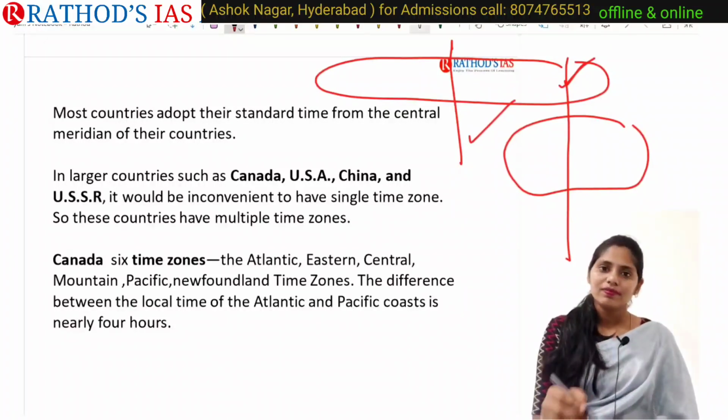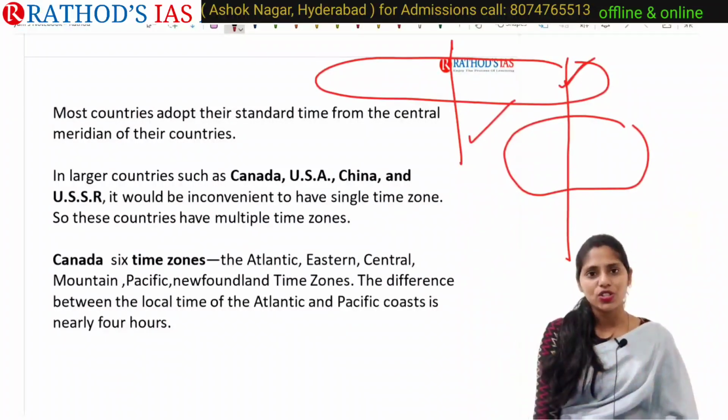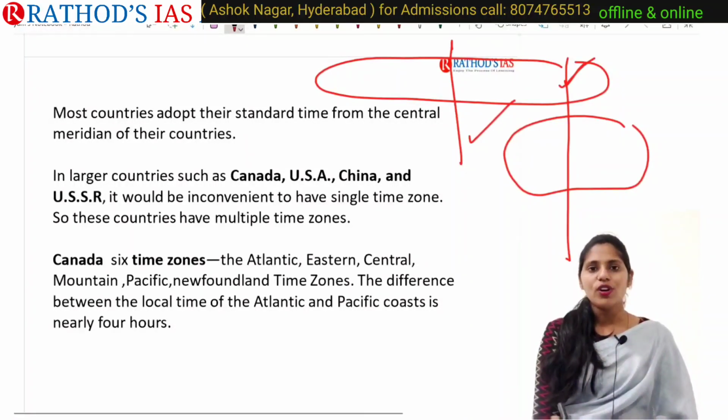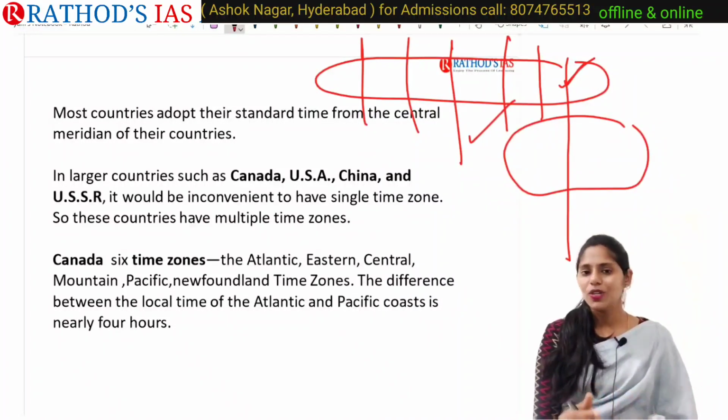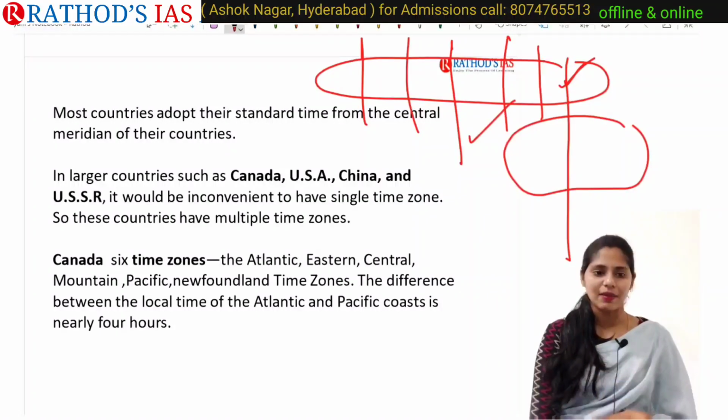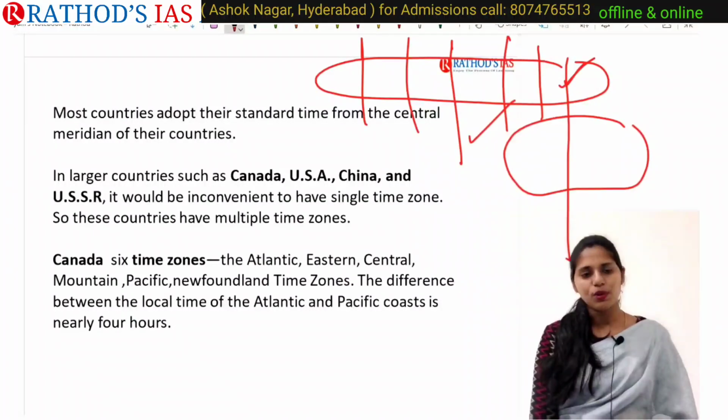So in that time, a country which has a larger geographical area spreading from east to west will follow different time zones. For example, countries like Canada, USA, China and USSR will have different time zones. They will not follow only a single time zone. They will have multiple time zones.